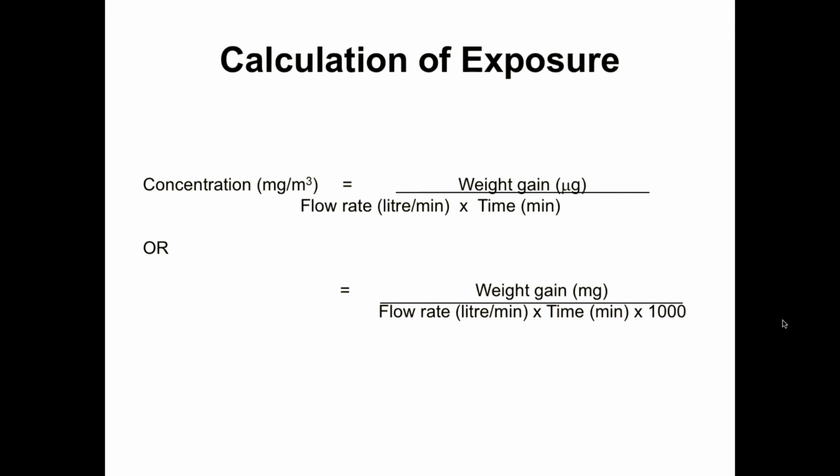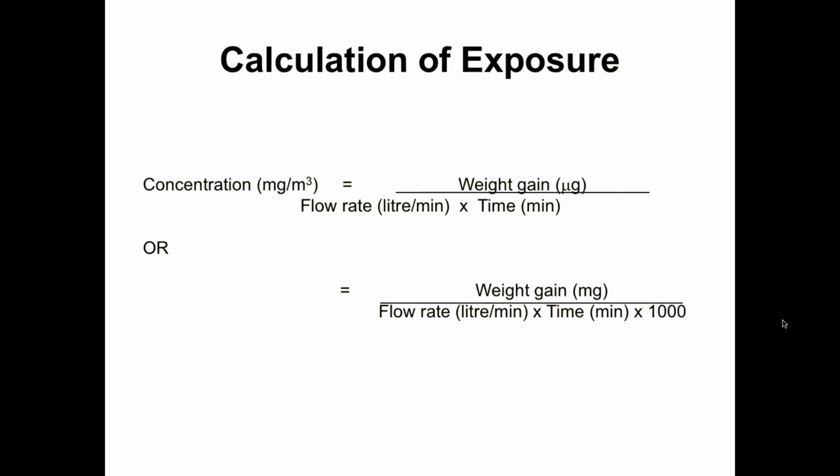So what do you do? You do a blank. You take a cassette, you assemble it, you open it, close it, work with it exactly the same way you would work with your sample cassette. And then at the end of it, you reweigh it again. Most of the time, the weight before and the weight after is going to be the same. If the weight after is greater than the weight before, there must have been something in the environment you were working in that caused that weight gain that was not part of your sampling period.